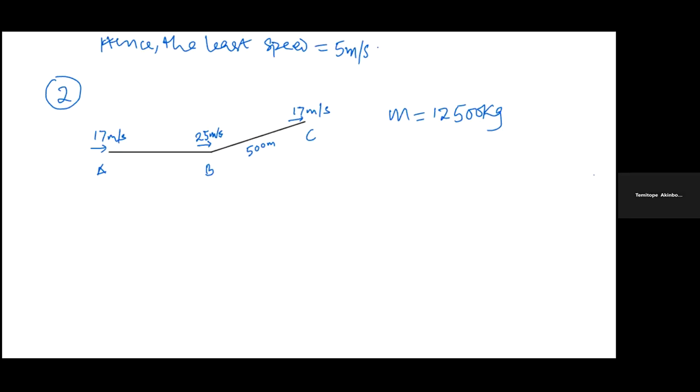Question A. The work done against the resistance to motion of the lorry as it travels from A to B is 5,000 kilojoules.